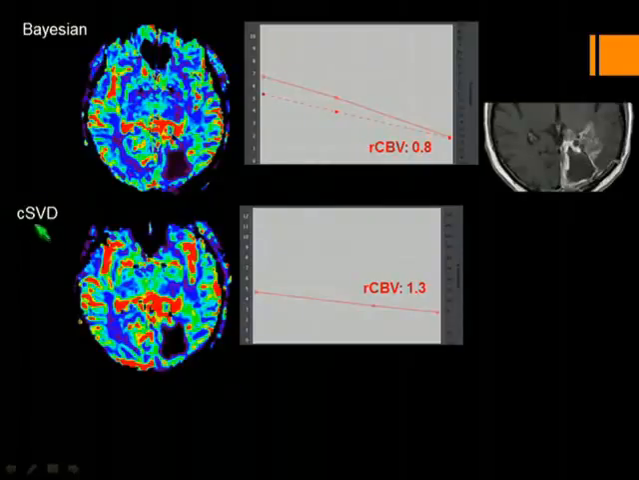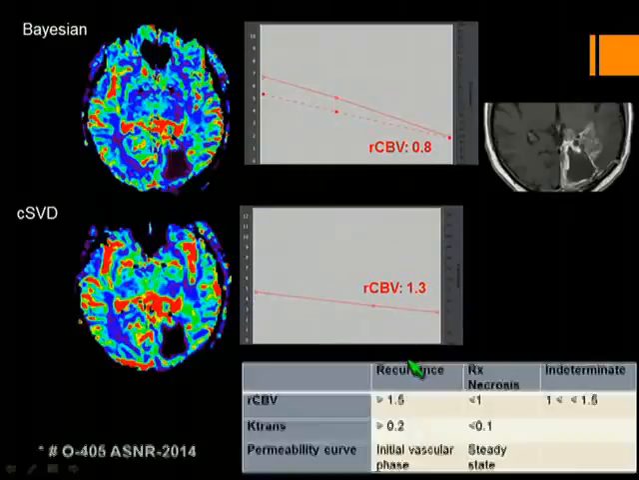And if you look at the deconvolution CBV maps, you can also see a progressive decline in RCBV, but not as steep, with the latest being 1.3. So if you adopt this imaging interpretation table, looking at Bayesian, this patient would have radiation necrosis. Looking at the deconvolution map, this patient would be in the indeterminate category. And this was, in fact, a surgically proven radiation necrosis.